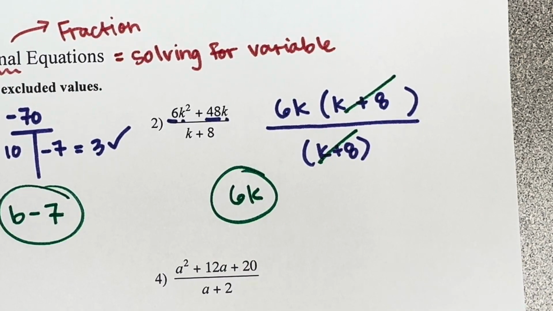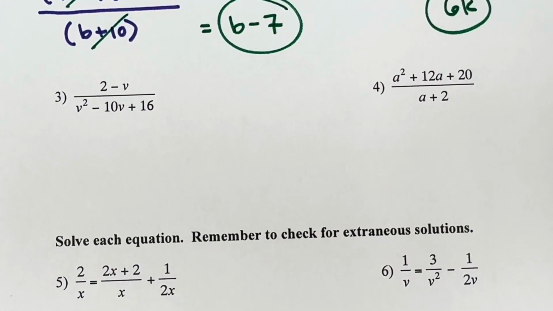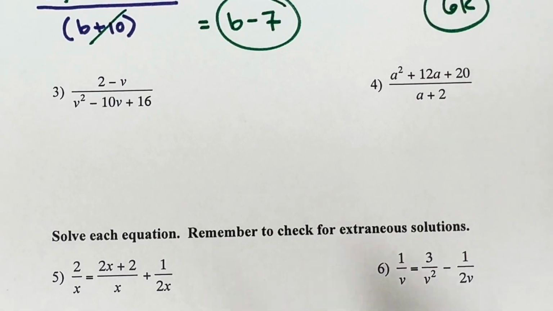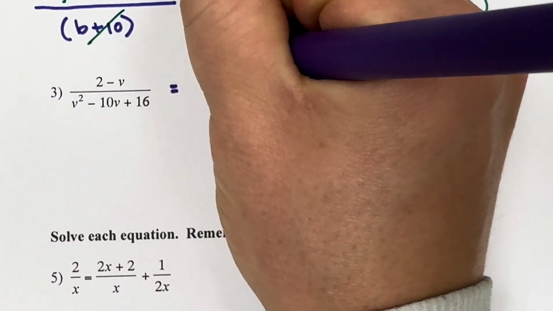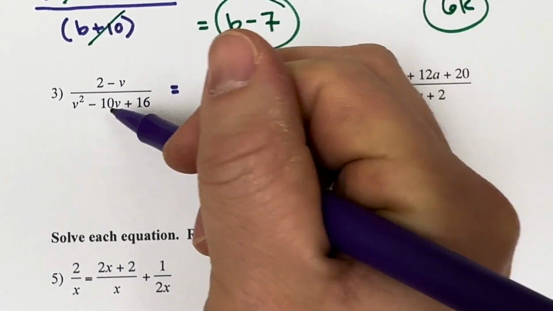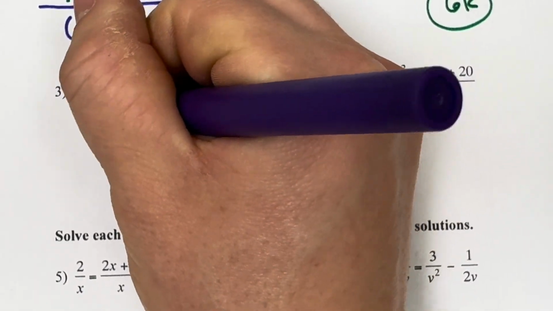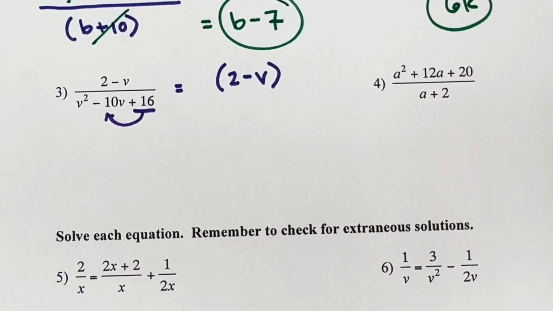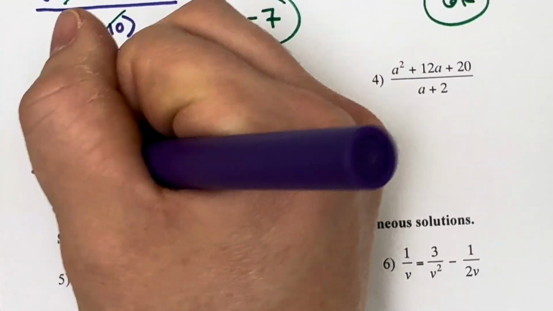Okay, well, let's go ahead and look at number 3. Same thing, we're just practicing simplifying these guys. So my numerator, 2 minus v, I cannot factor that guy. So I'm just gonna go ahead and keep that 2 minus v on top. But then my denominator, I can factor. So this means I'm looking at my third term, what 2 numbers multiply to 16 and are going to add to negative 10?